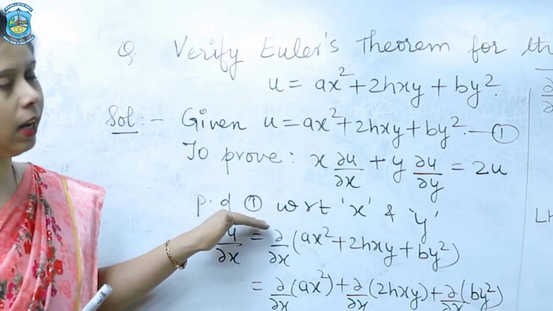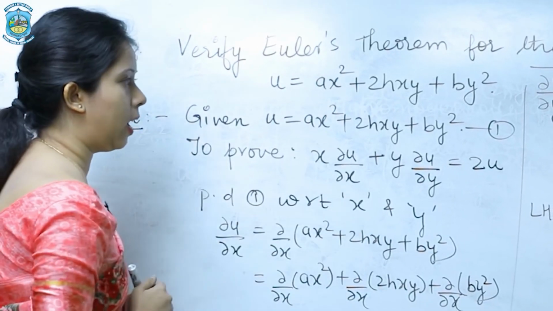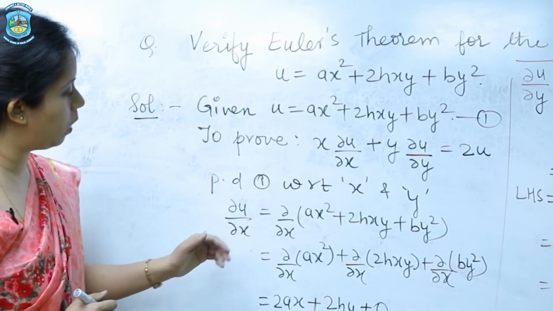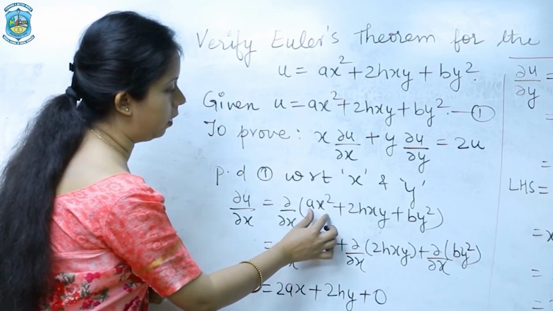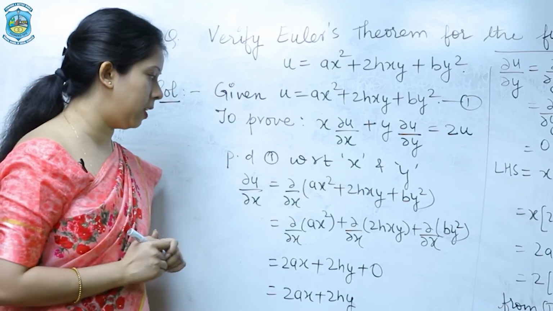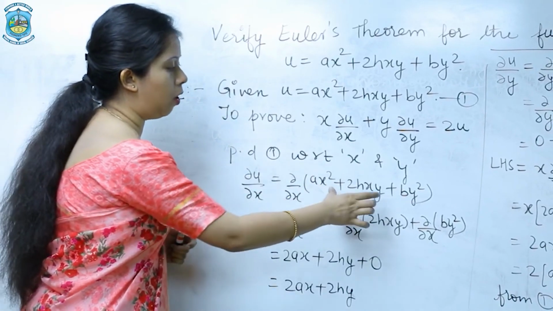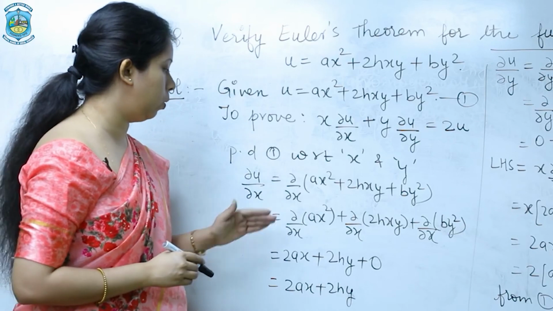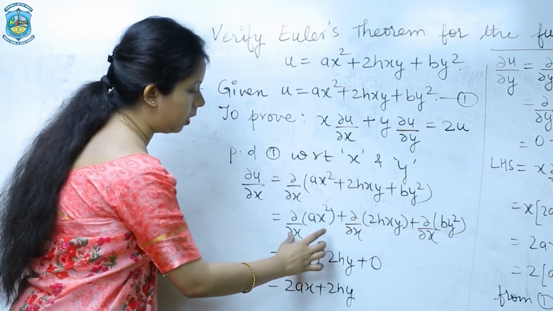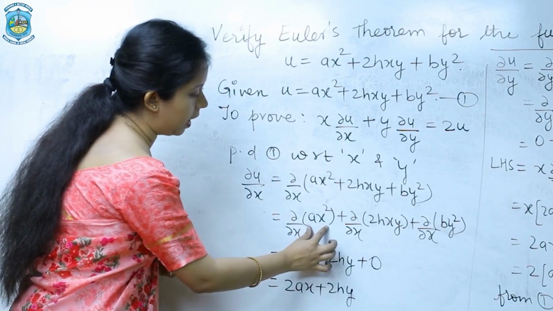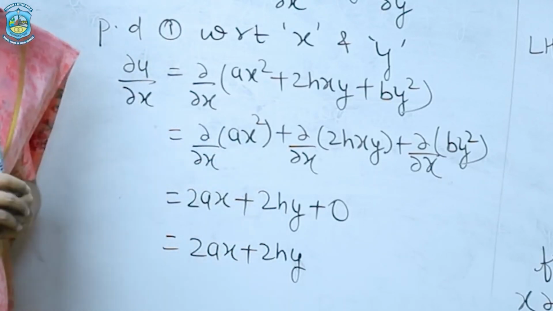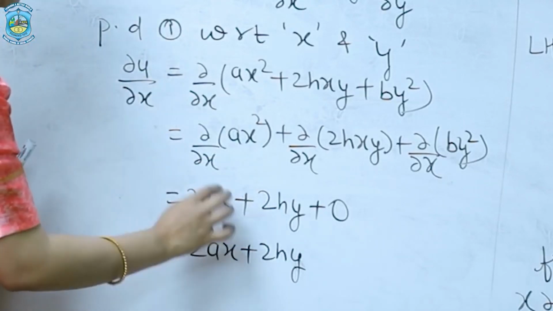We are partially differentiating equation number 1 with respect to x and then with respect to y. So we will get del u upon del x is equal to del upon del x of ax square plus 2hxy plus by square. Now using the rule of differentiation, that is the derivative of the sum of functions is equal to the sum of the derivatives of the functions. Now from the first term, del upon del x of ax square, we can take a as common and differentiate x square with respect to x, which will give us 2ax.